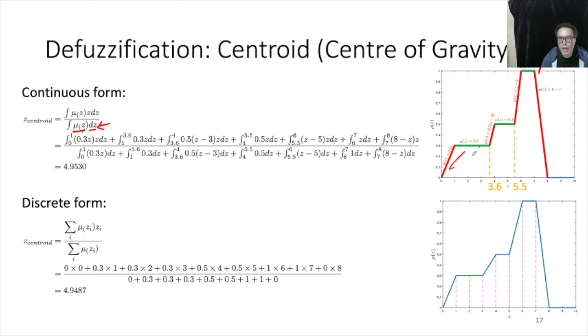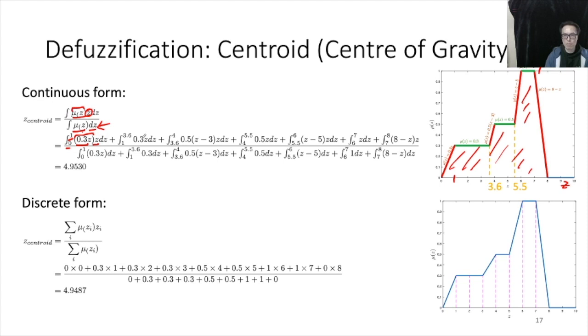Okay, now take a look at this bit: mu z times z, where z is the x-axis, that is our output. It is not easy for us to do the integration of this shape, so according to calculus, we simply break it down into segments, from 0 to 1. The equation right here is 0.3z, and then times z. This one is mu z, which is coming up from here.